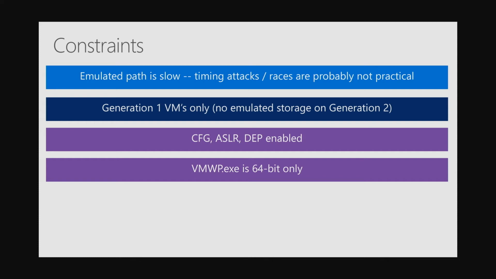And of course, the VM worker process is running with control flow guard and ASLR and DEP enabled. And it is only a 64-bit process. You cannot have a 32-bit Hyper-V host, so the VM worker process will never be 32 bits. And that's a little bit unfortunate for me, because if it was a 32-bit process and I had full control over a 32-bit unsigned index, then I would just immediately have a full read-write primitive over the entire virtual address space of the process. But that's not the case here.